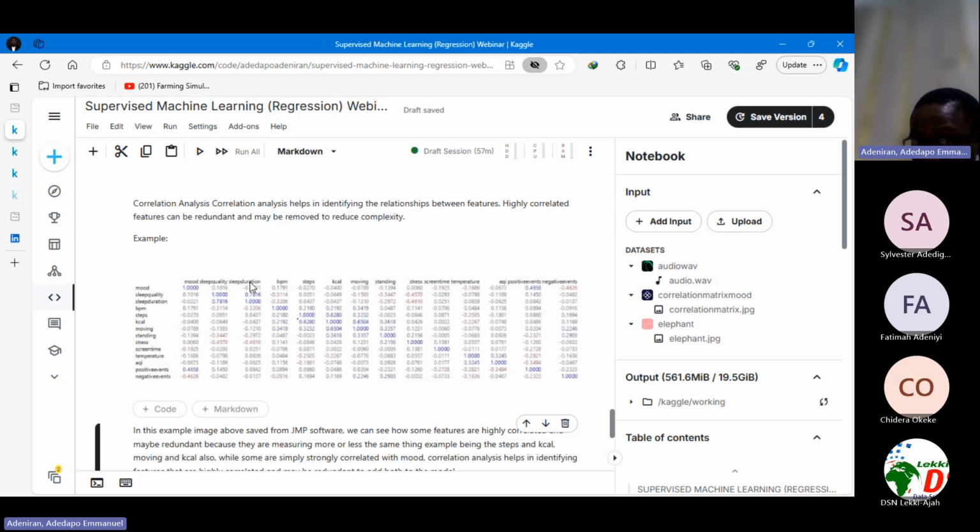So what that is trying to tell us is that having both sleep duration and sleep quality in the same model is redundant. It's like you are repeating yourself. They are measuring almost the same thing. I hope you understand what I'm saying now, and you understand how to interpret the correlation analysis confusion table.